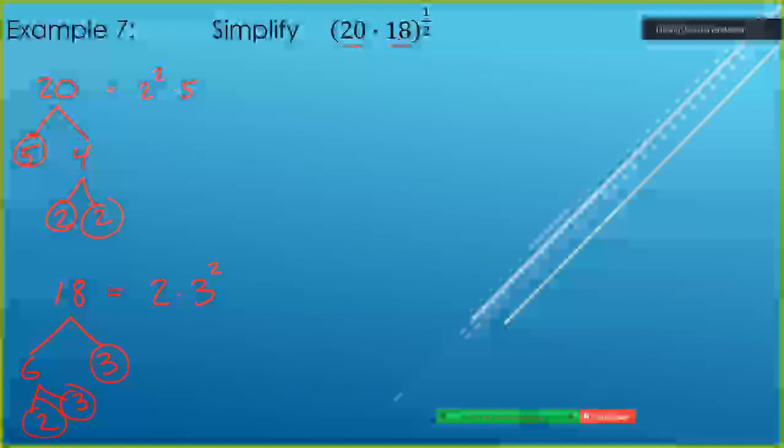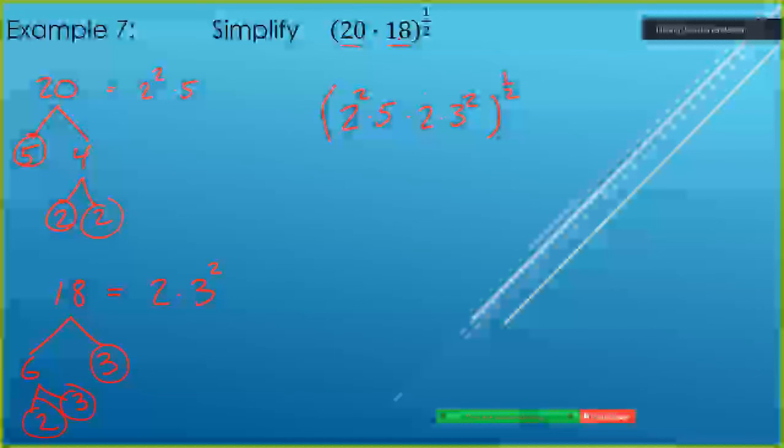Okay, so let's plug both of those expressions in for the 20 and the 18. So back in the middle here, let's see, this is my 20. It was 2 to the second times 5. That's 20. And then 18 is 2 times 3 to the second power. Now put in the rest of it, right? Parentheses to the 1/2. Now what do we do?